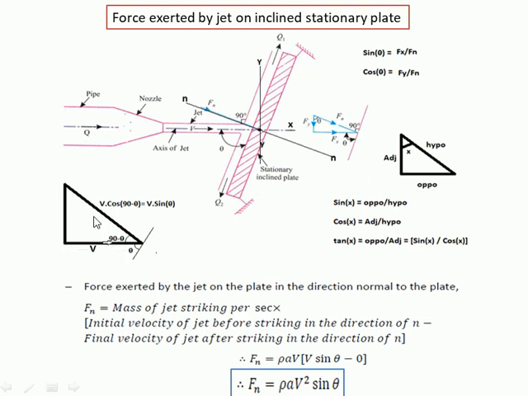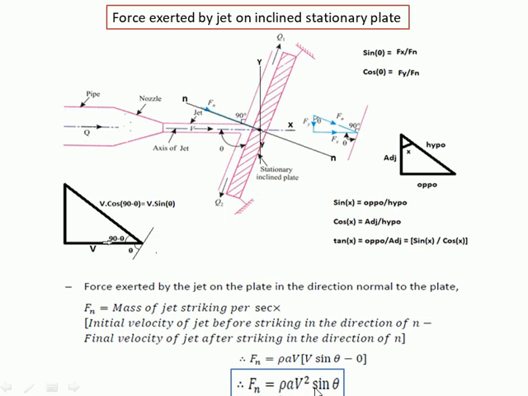We have to calculate the velocity in the normal direction. So this is v, this is the plate which is inclined at an angle theta. So this angle comes out to be 90 minus theta. So this is v cos of 90 minus theta. So cos of 90 minus theta is sin theta. So this is equal to v into sin theta. So the initial velocity of the jet before striking in the direction of n is v sin theta, minus the final velocity after striking. There is no final velocity after striking in the normal direction. After striking, there is no velocity in this direction. That means this velocity comes out to be 0. So the normal force Fn is equal to rho a v square into sin theta.